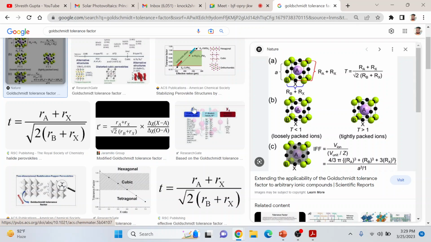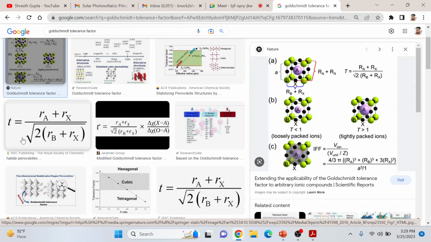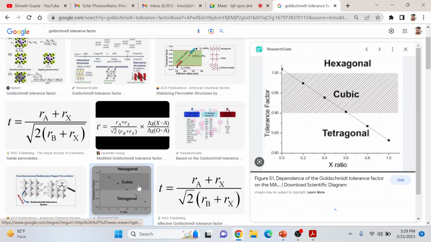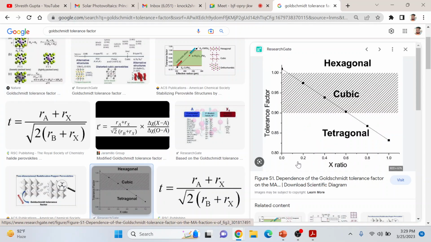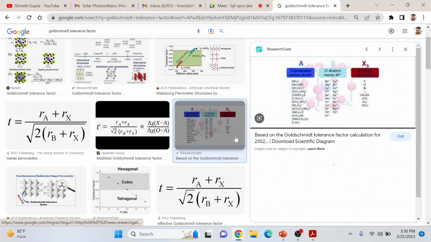If you consider ABX3, the tolerance factor is (Ra + Rx) over root 2 times (Rb + Rx), and it should lie between 0.8 to 1 for the cubic domains. Basically the tolerance factor of 0.9 to 1 for the cubic domains to lie in terms of perovskites.